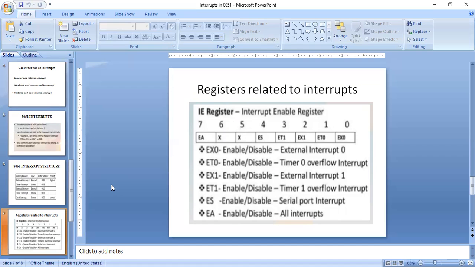Then the 7th bit and 6th bit we are not using now. The 5th bit is for the serial interrupt, the serial port. If a serial interrupt is there, you have to set the value as 1. The next 2 bits are for the timer 1 interrupt and external interrupt 1. They should be enabled or set when they need to be serviced. The next one, ET0, is for the timer 0 overflow interrupt, and EX0 is for external interrupt 0.